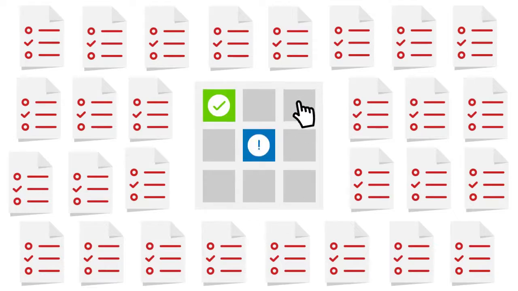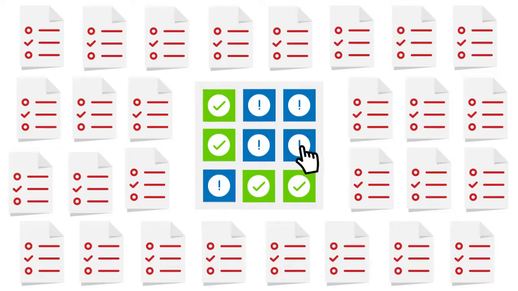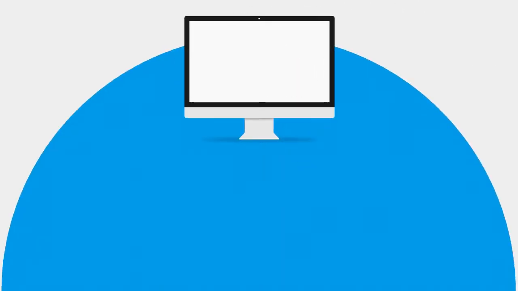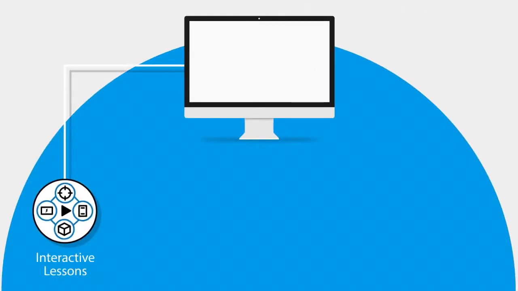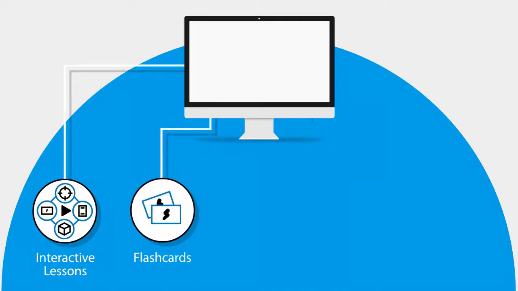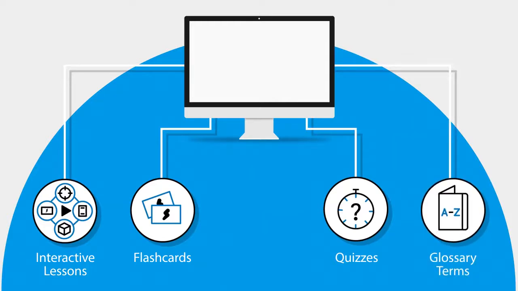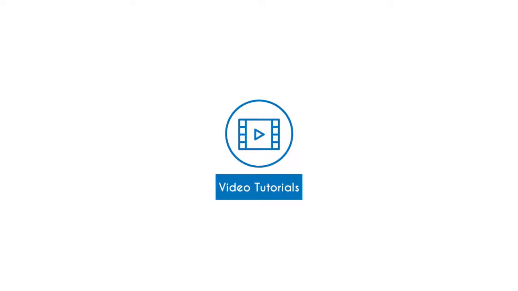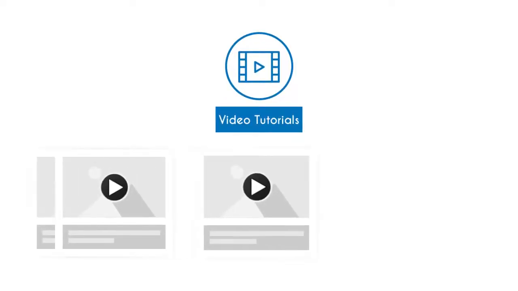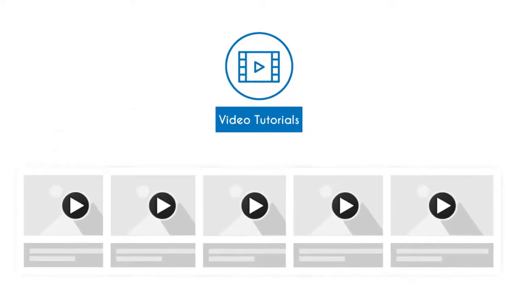In this UCertify course, you will receive 40 pre-assessment questions that will help you identify areas for improvement before you begin the course. It consists of 10 interactive lessons and learning resources with 44 flashcards, 80 quizzes, and 44 glossary terms. It has 27 video tutorials to make your learning more interactive.